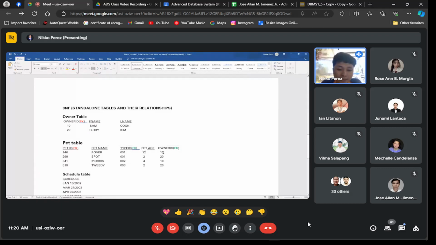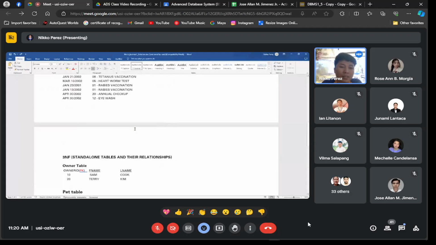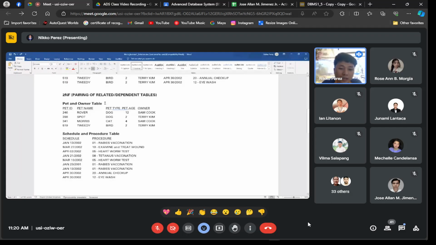So, the owner ID keeps repeating. 10 for Sam Cook, 20 for Terry Kim, another 10 for Sam Cook, and 20 for Terry Kim. Now, if you notice here, the type ID. Because the record for dog keeps coming back. So there might be a lot of pets for one type, so the data for dog keeps repeating.